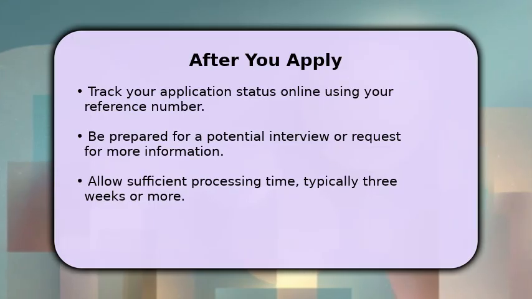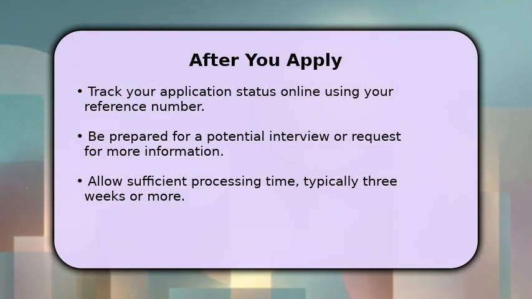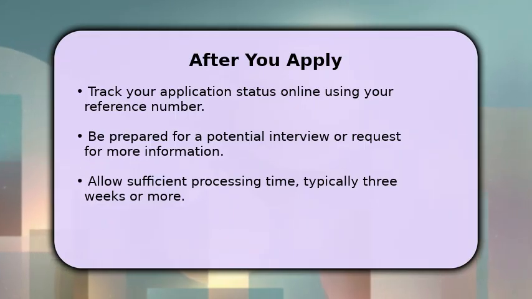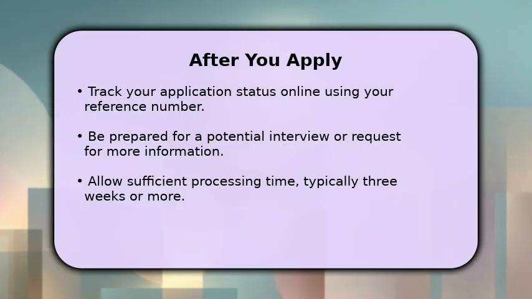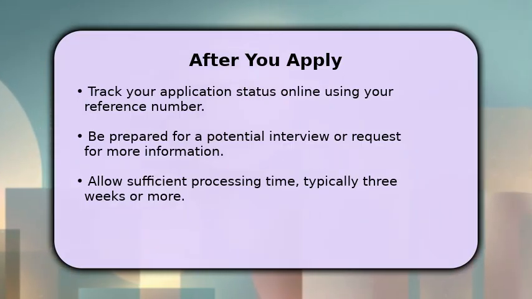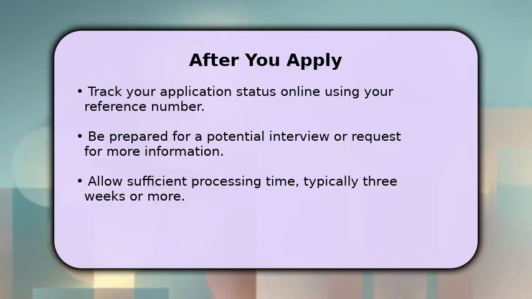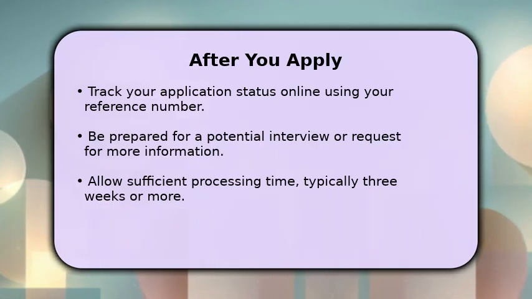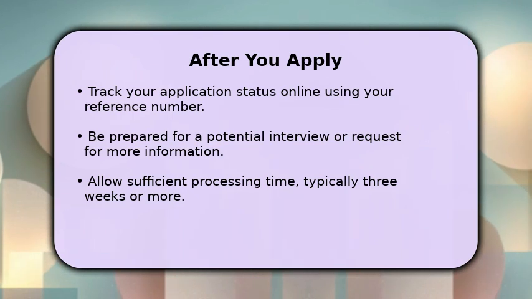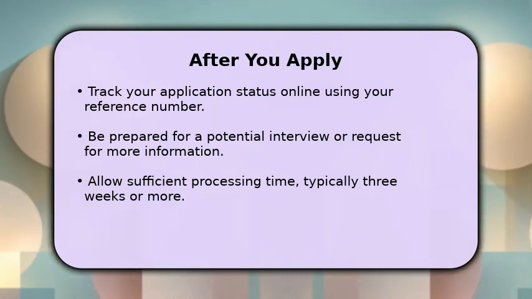After submitting your application, the waiting begins. You can track your application's progress online using the unique reference number provided. Be ready for the possibility of an interview or a request for additional information from the Home Office. Processing times can vary, but typically, you should allow at least 3 weeks for a decision. Always ensure that all information you've provided remains consistent and truthful throughout the entire process for the best outcome.